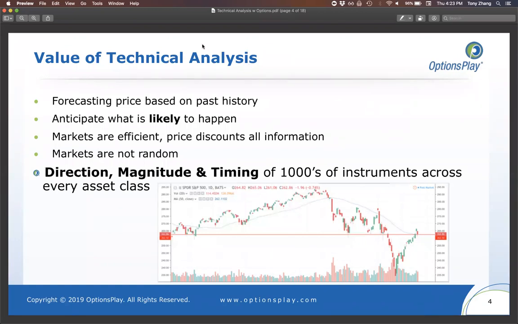So the predominant audience here are technical traders, which is great. For those of you that are not sure or you're using other forms of analysis, hopefully this will enlighten you to take a look at technical analysis as well.